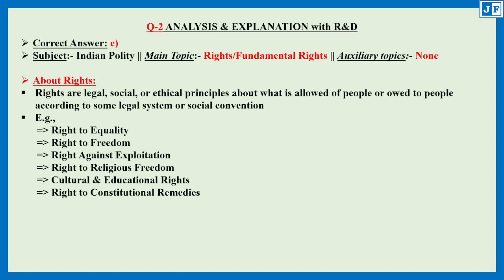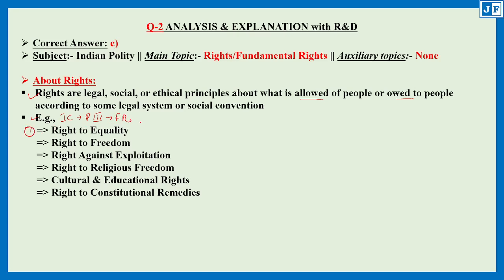In explanation part, we get to learn about rights. What are rights? Rights are legal, social or ethical principles about what is allowed of people and what is owed to people. This is to be noted here. According to some legal system or social convention. For example, in Indian Constitution, under Part 3, there is a chapter on fundamental rights. In fundamental rights, there are 6 types of rights.